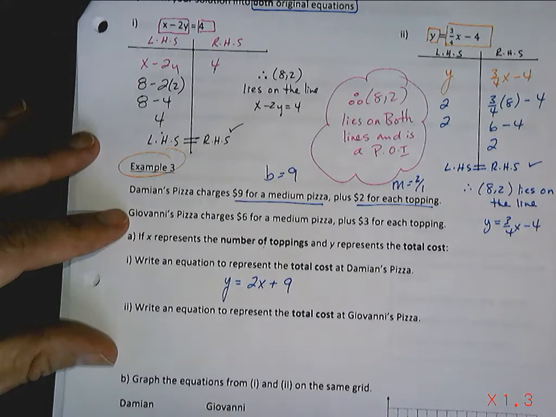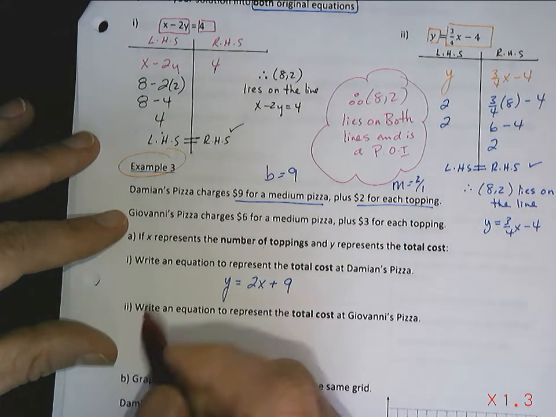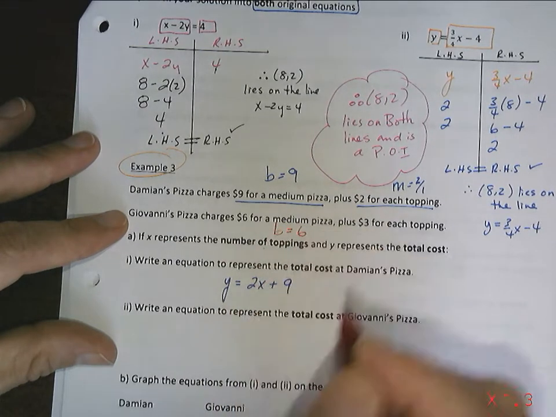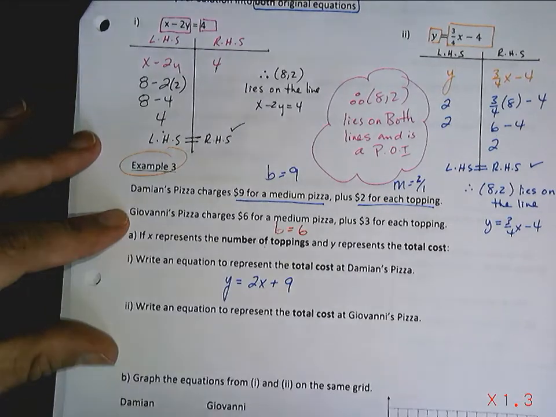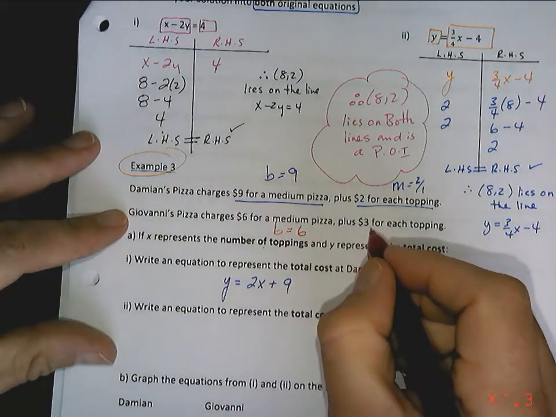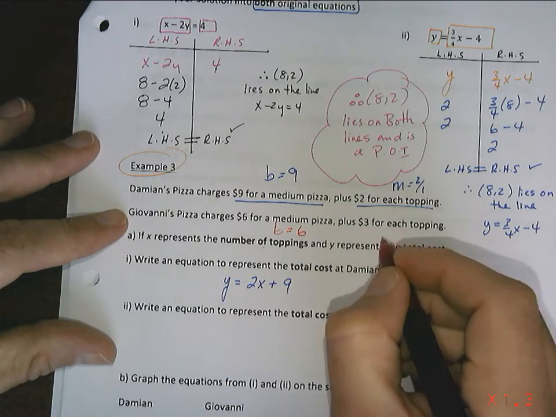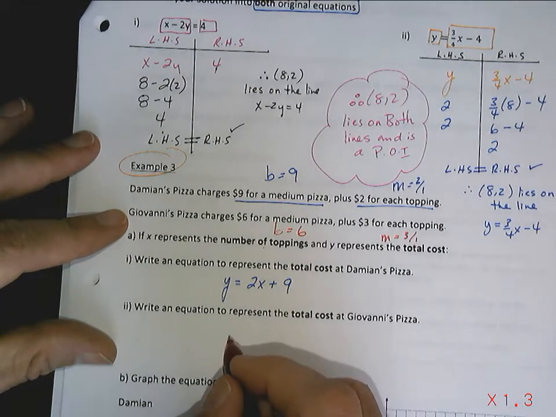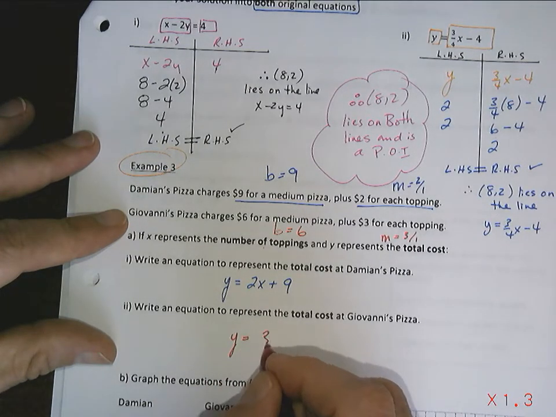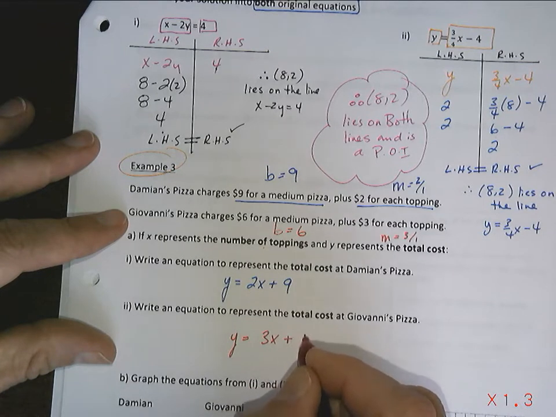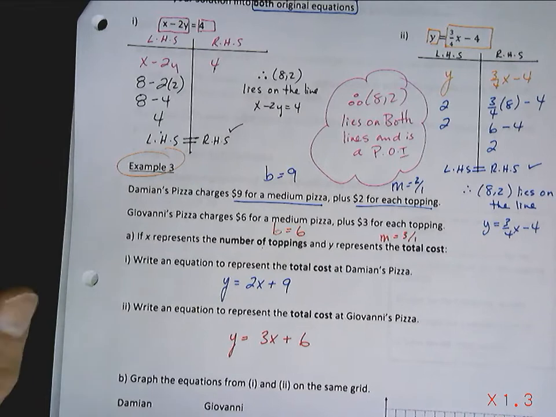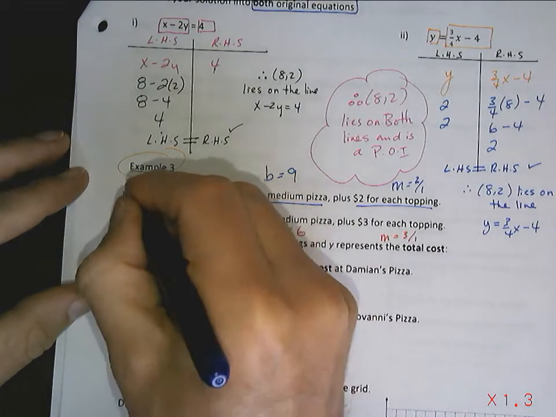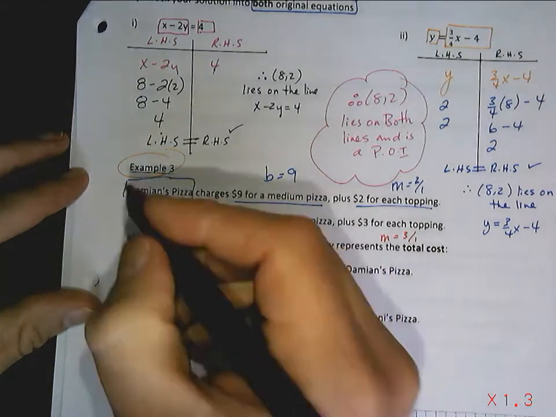Using the exact same argument, Giovanni's charging $6 for his medium pizza. That's his B value. It's less. It's only $6. But he's got an agenda here. He's got $3 for each topping. So his slope is 3 over 1. So his equation is Y equals 3x plus 6. So I have two different equations. One is Giovanni. I've made Damien blue, I think. Yes, I have. And Giovanni, I've made him red.